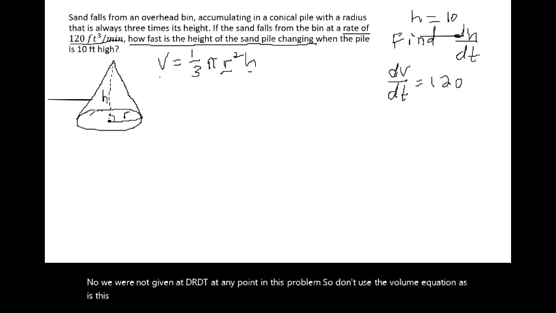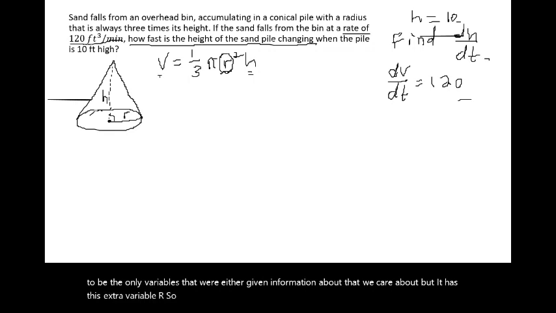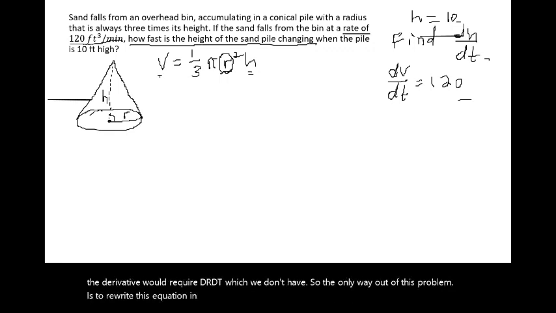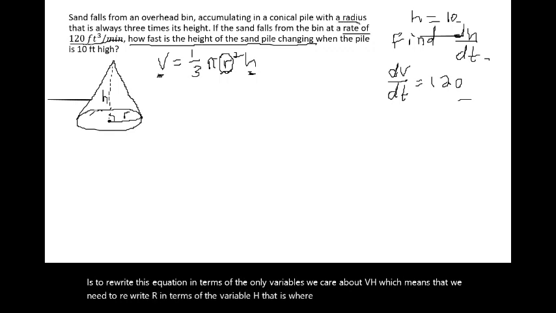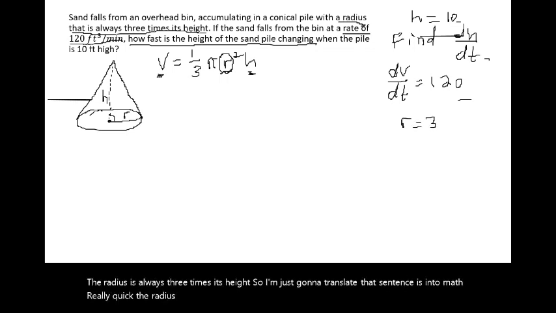This is an example where we have an equation that does relate our variables V and h, since V and h seem to be the only variables that we're either given information about or that we care about, but it has this extra variable r. So at the moment, we really shouldn't be taking its derivative because the derivative would require dr/dt, which we don't have. So the only way out of this problem is to rewrite this equation in terms of the only variables we care about, V and h, which means that we need to rewrite r in terms of the variable h. That is where this part comes in. The radius is always 3 times its height. So I'm just going to translate that sentence into math really quick. The radius is always 3 times its height.